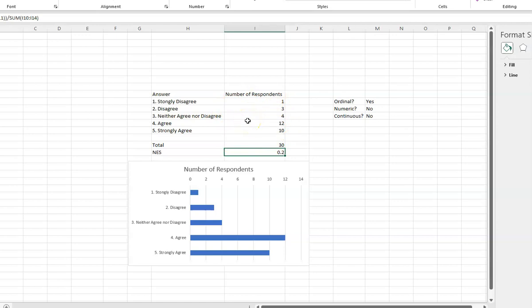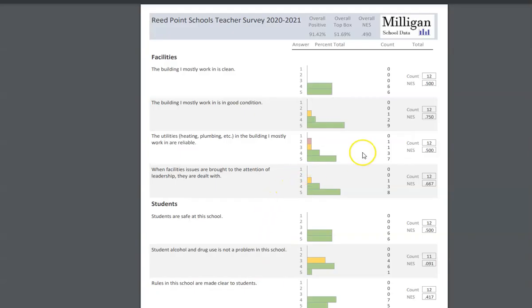So we now have a way to calculate a single number that summarizes a question down into that single number. And so when we go back to the reports, what we see is this net engagement score, which is calculated for all of the individual questions. Something to point out, and I think this is important, is that anytime you take answers to a survey and summarize them down into a single number, you're going to lose some information in that.